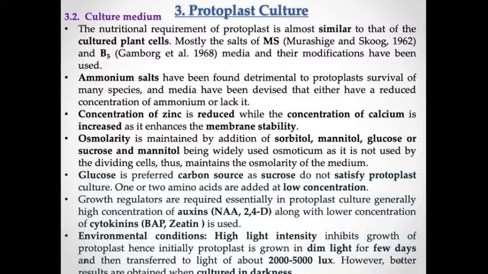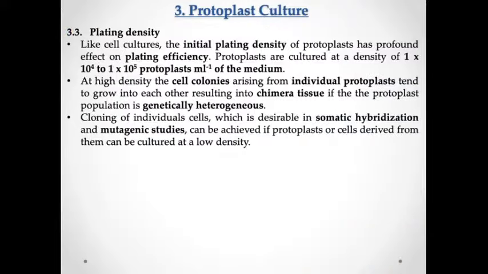Environmental conditions are quite important while growing them. High light intensity inhibits the growth of protoplasts. So initially we use dim light for a few days, then transfer to 2000 to 5000 lux. However, it is better to grow them in darkness. So light, hormones, glucose, osmolarity, the concentration of zinc, ammonium salts, and your medium all matter while you are culturing protoplasts.